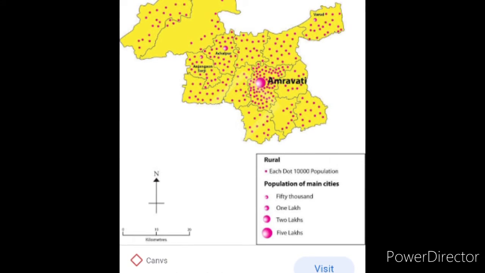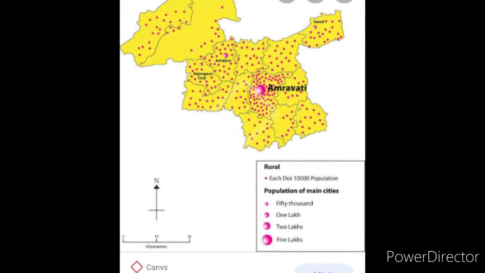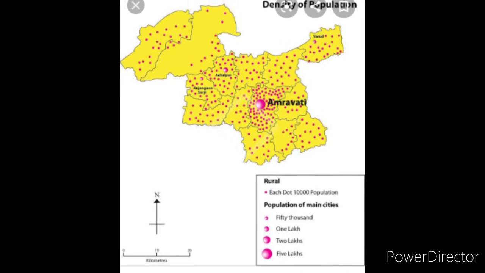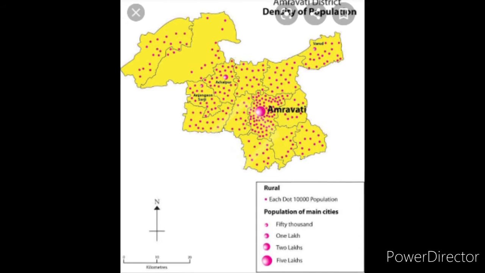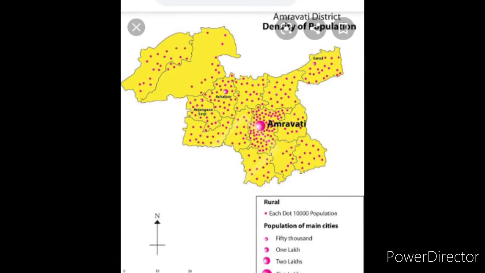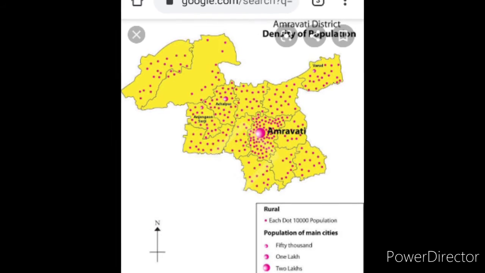While showing population distribution, rural population is shown by dots and circles are used to show urban population. The dot method is most suitable for that variable which is freely scattered across the region.